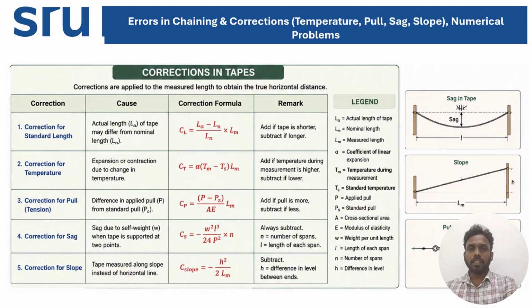Now we see the same thing we have seen here. Correction for standard length, the same formula. Add if your length is shorter and subtract if it is longer. Legends are given here: L is equal to actual length, Ln is equal to nominal length. Same thing: correction for temperature, correction for pull, correction for sag, which is W square L cube divided by 24 into P square, and correction for slope is H square divided by 2 into L. So these are the formulas we have seen here.